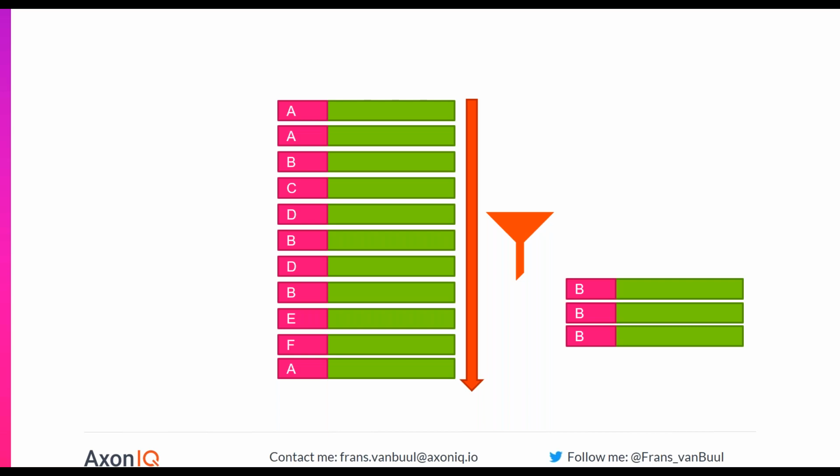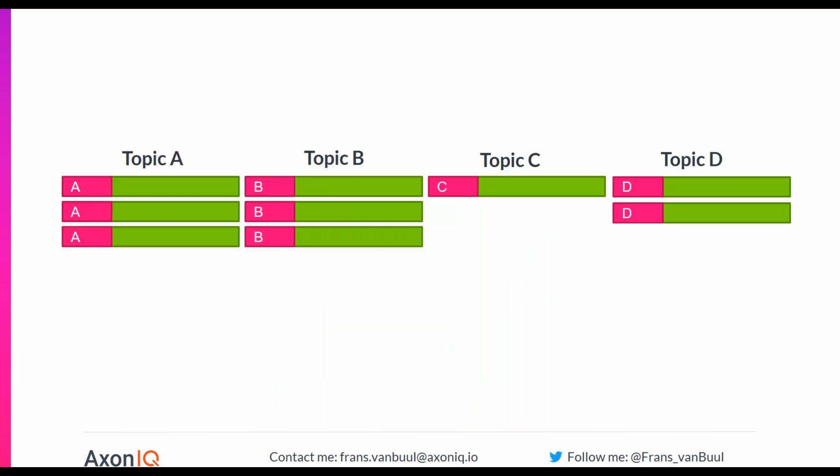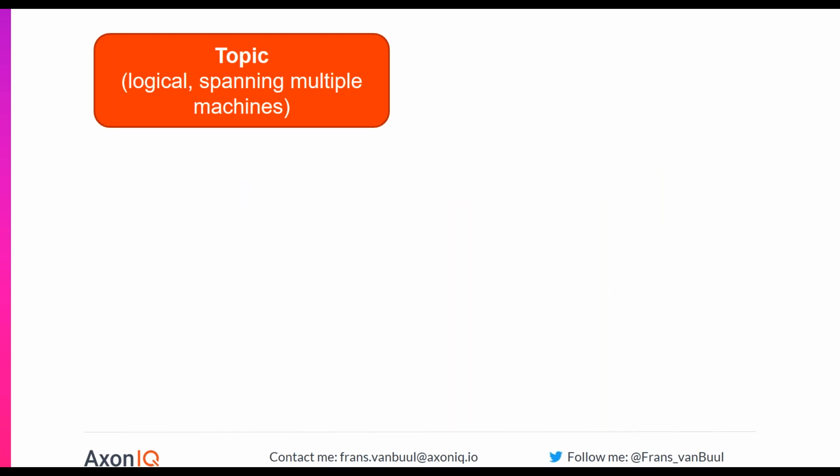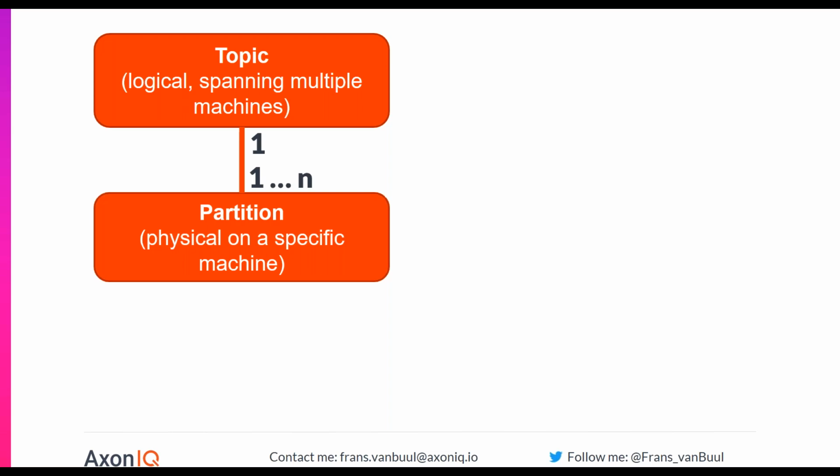So what can you do with Kafka? Well, Kafka has a mechanism called topics. So topics naturally fit this bill. So you can very efficiently get all the events of a particular topic. So you could create a topic per aggregate, and then you're all set, and you can do event sourcing on Kafka. However, if we look at what topics are in Kafka, then these are logical units spanning multiple machines.